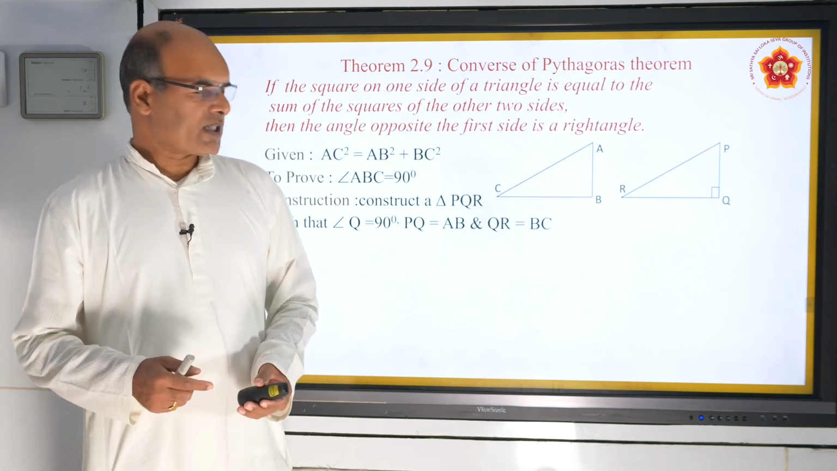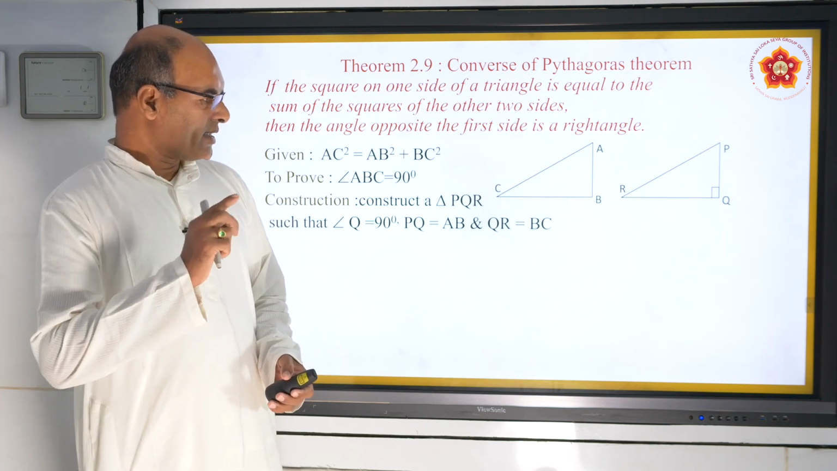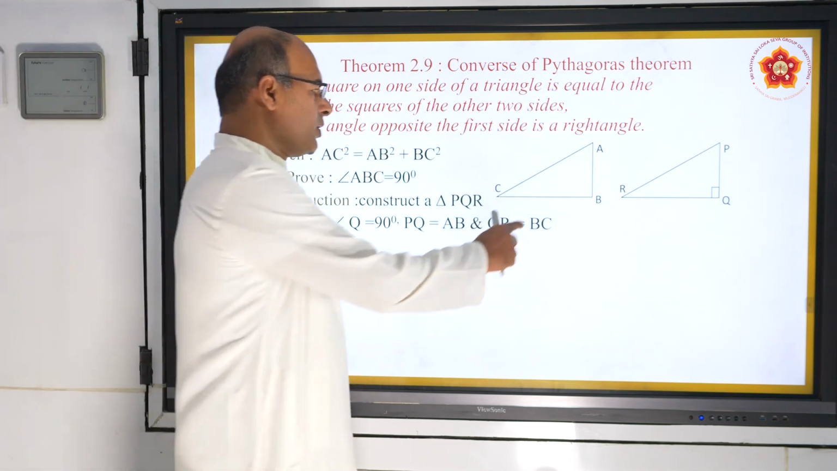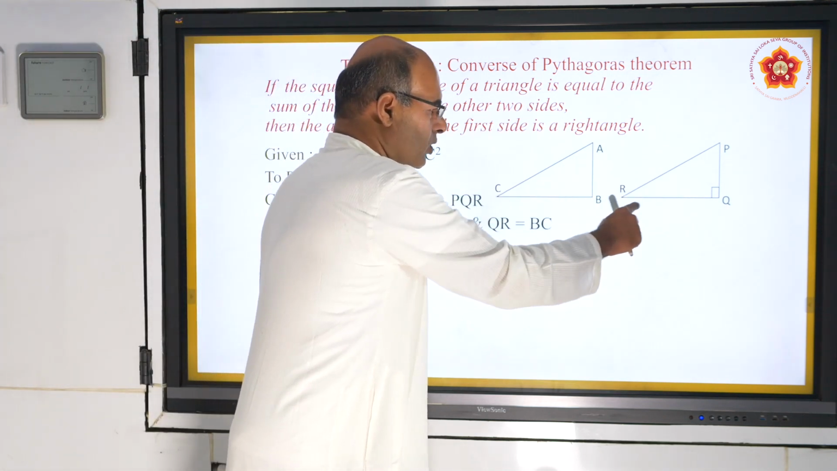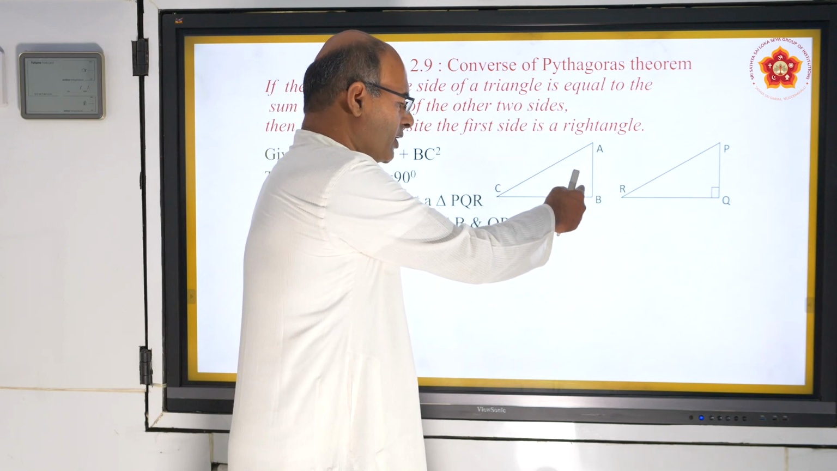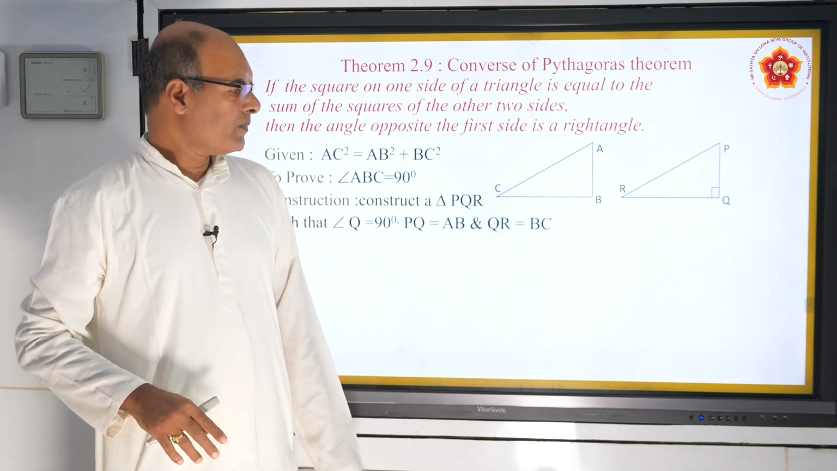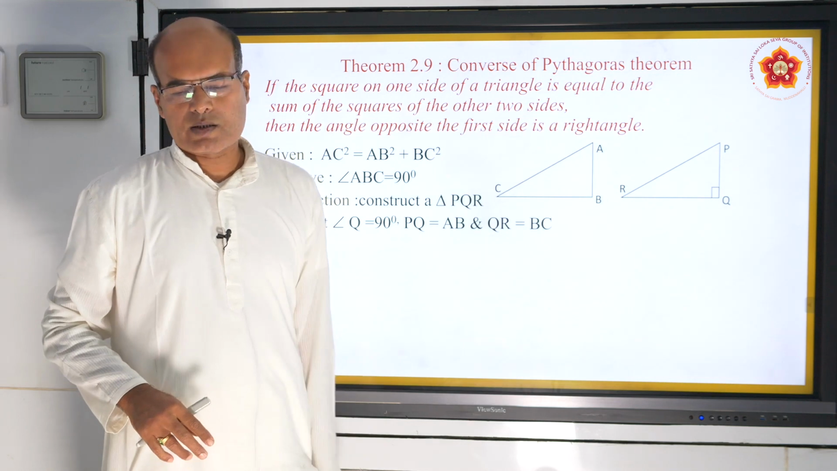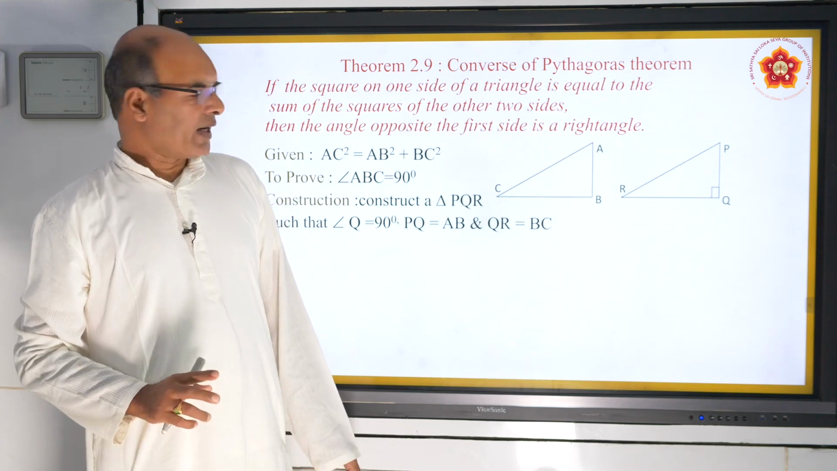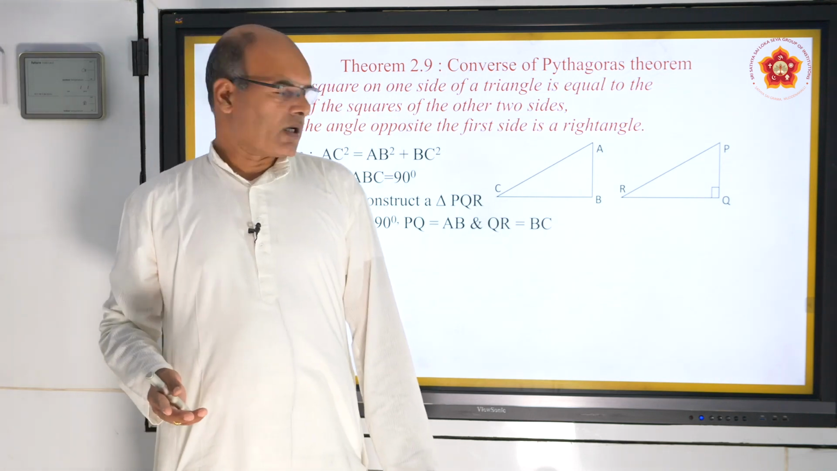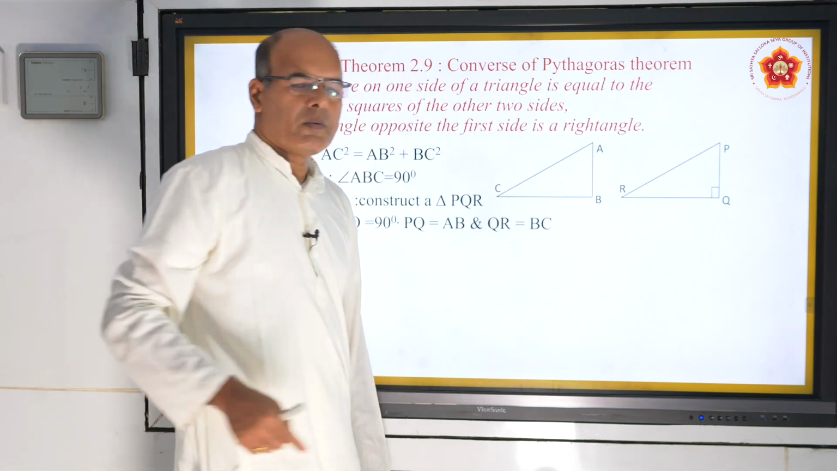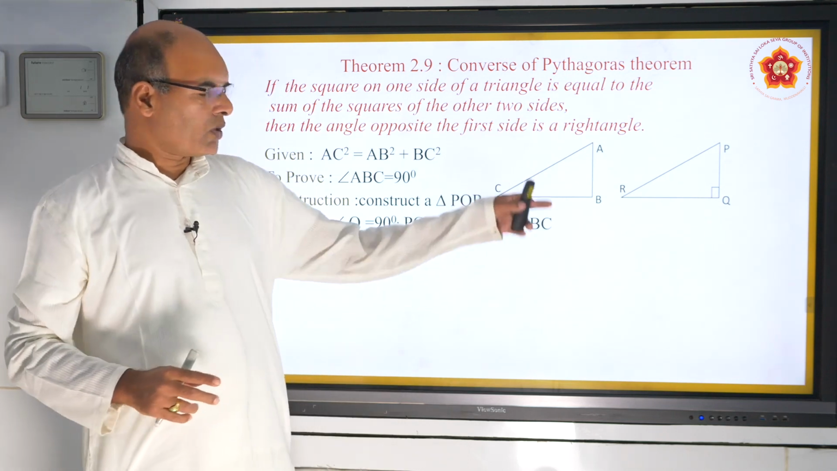If we apply the SAS postulate, two sides and the included angle of one triangle must be equal to two sides and the included angle of the other triangle. Here AB is equal to PQ, BC is equal to QR, but we don't know yet that angle B is equal to 90 degree. We have to prove it. Therefore, we can't apply the SAS criterion. To apply SSS congruency, we don't know whether AC is equal to PR. Then how can you prove that these two triangles are congruent?